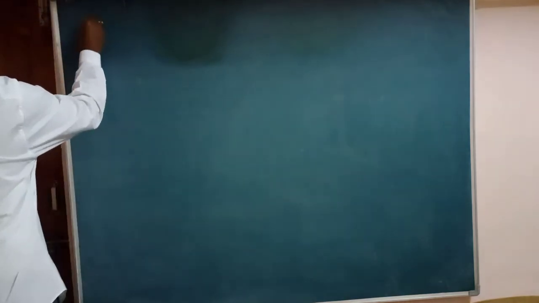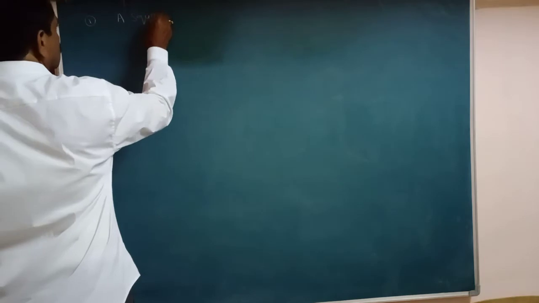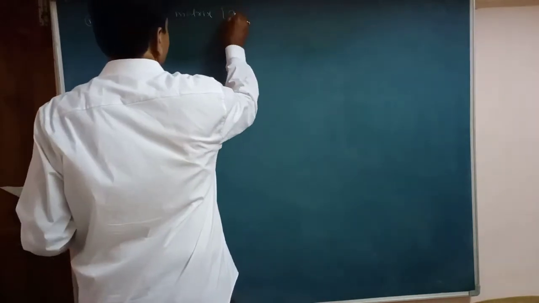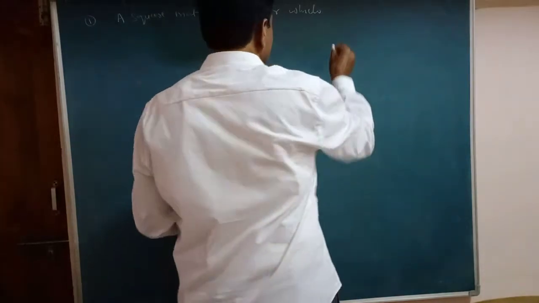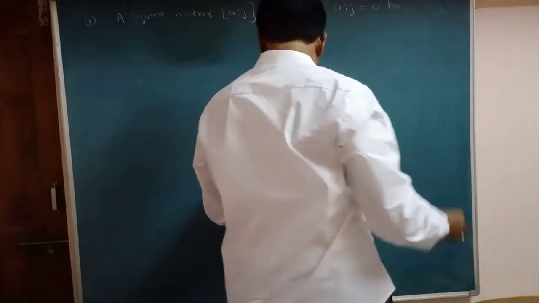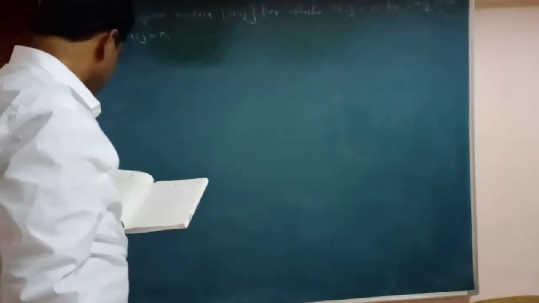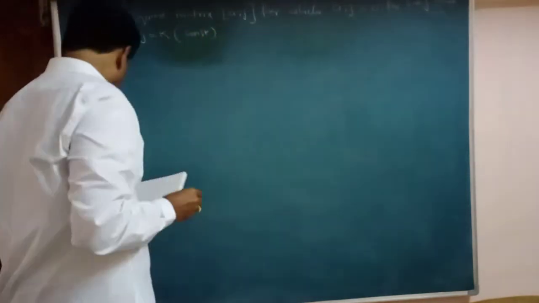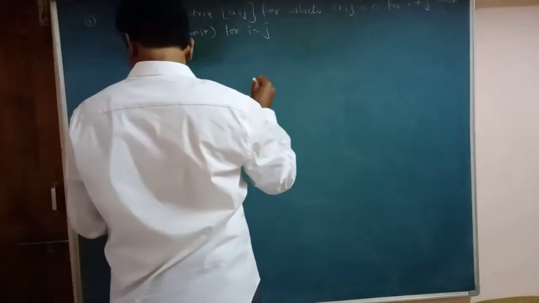There are some previous questions we are discussing here. First one: a square matrix Aij for which Aij equals 0 for i not equal to j, and Aij equals k for i equal to j. K is what here? A constant. This is called a...?